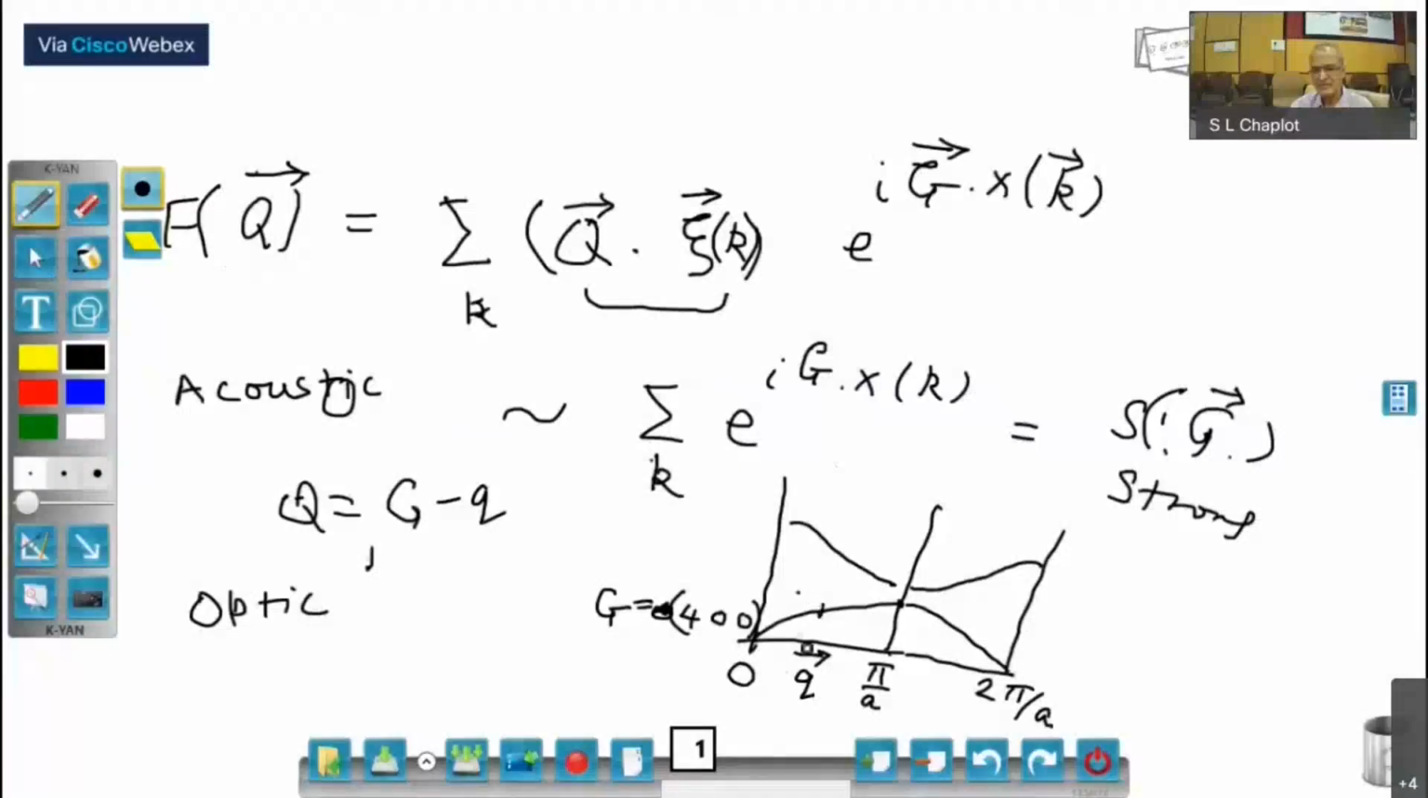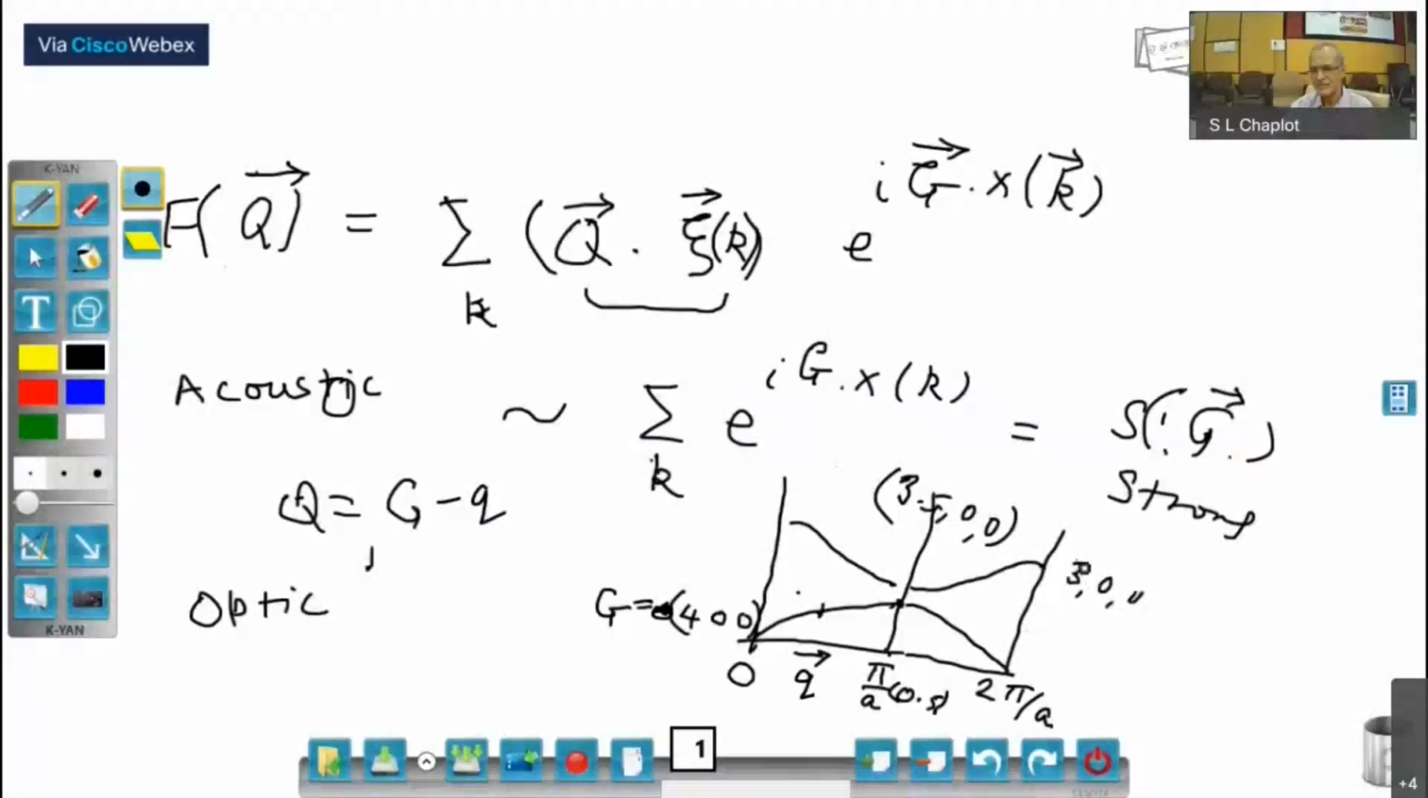It may be so. Let's say this number is actually 0.5 in terms of 2 pi by a. So here the q is 0.5, and so capital Q at this point would be 3.500. Okay, 400 minus 0.500. And suppose if I were to continue in the same way, then I'll end up reaching here as 300.